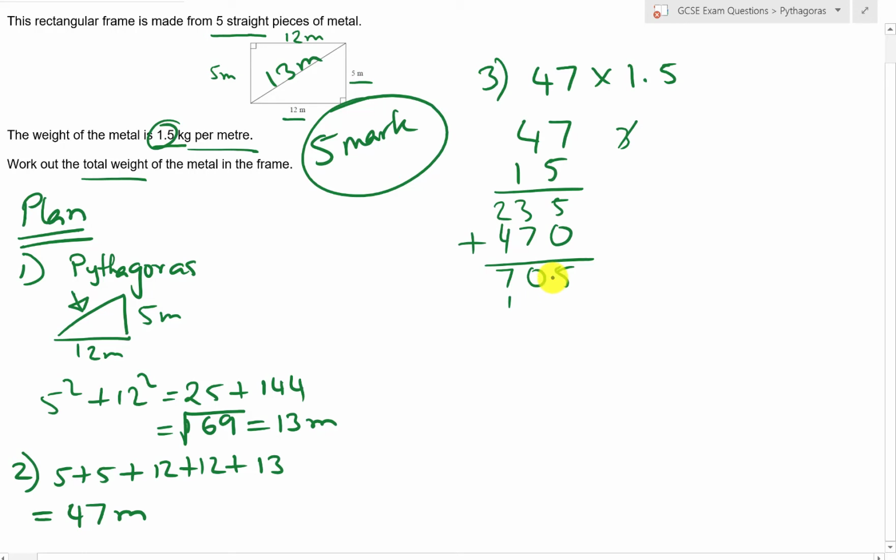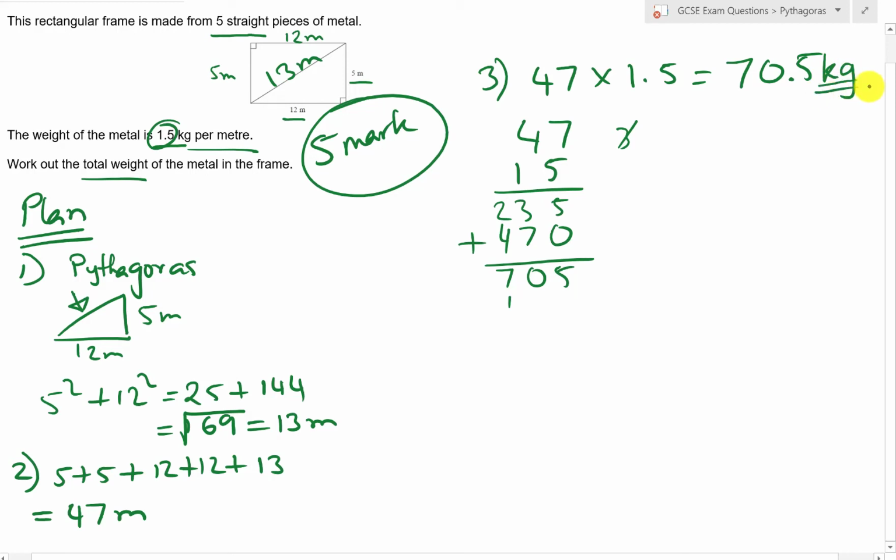Now we need to put the decimal back in. Remember, the 1.5 you multiplied by 10, so now we need to divide by 10 in order to balance it. So we have 705, divide that by 10, that will give us 70.5, and that is kilograms.